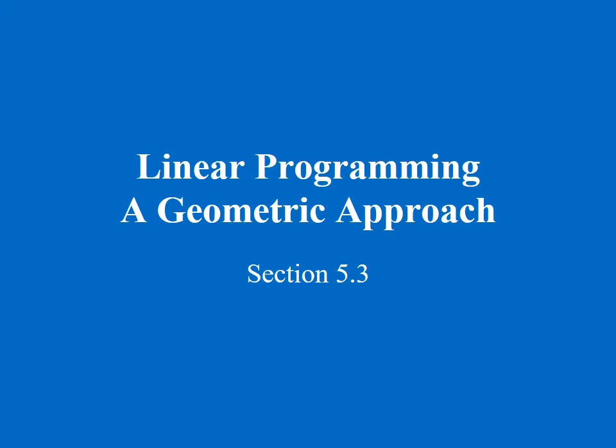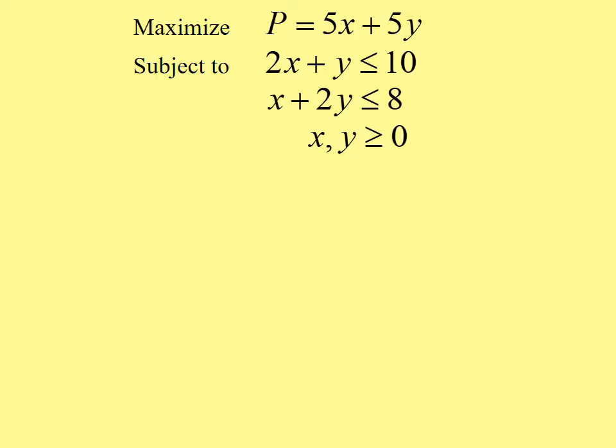Now, here in Chapter 5, we want to take a look at a geometric way of doing a process called linear programming. And I won't bother trying to define it for you, but I'll show you what it looks like. You should recognize the system of inequalities that we have, only this time we have a function that we're trying to maximize. In fact, we're trying to find the maximum value of P.